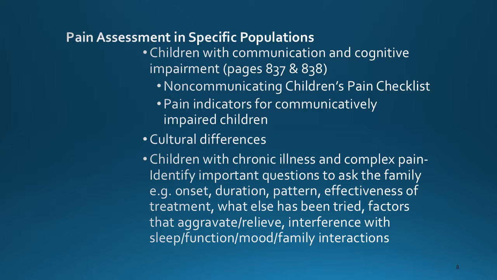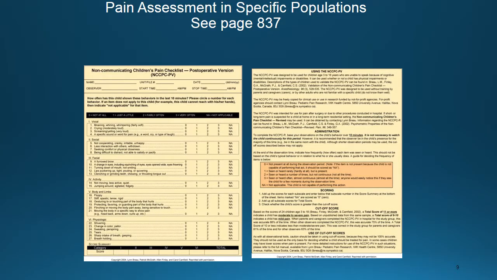Cultural differences should be considered. The cultural background may influence the reliability of pain assessment tools. For children with chronic illness and complex pain, the family should be asked about the onset, duration, pattern, effectiveness of treatment, what else has been tried, factors that aggravate or relieve the pain, interference with sleep, function, mood, or family interactions. Here is the Non-Communicating Children's Pain Checklist, the postoperative version, which is found in your textbook.